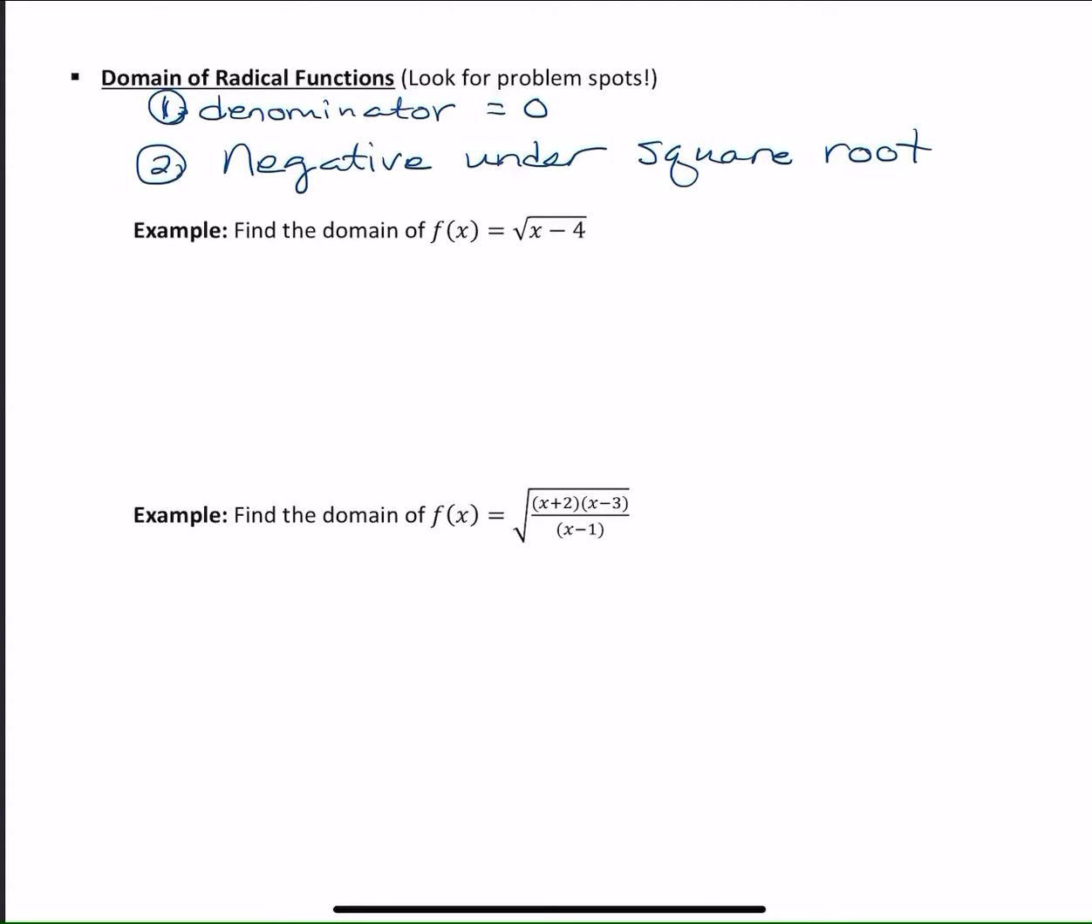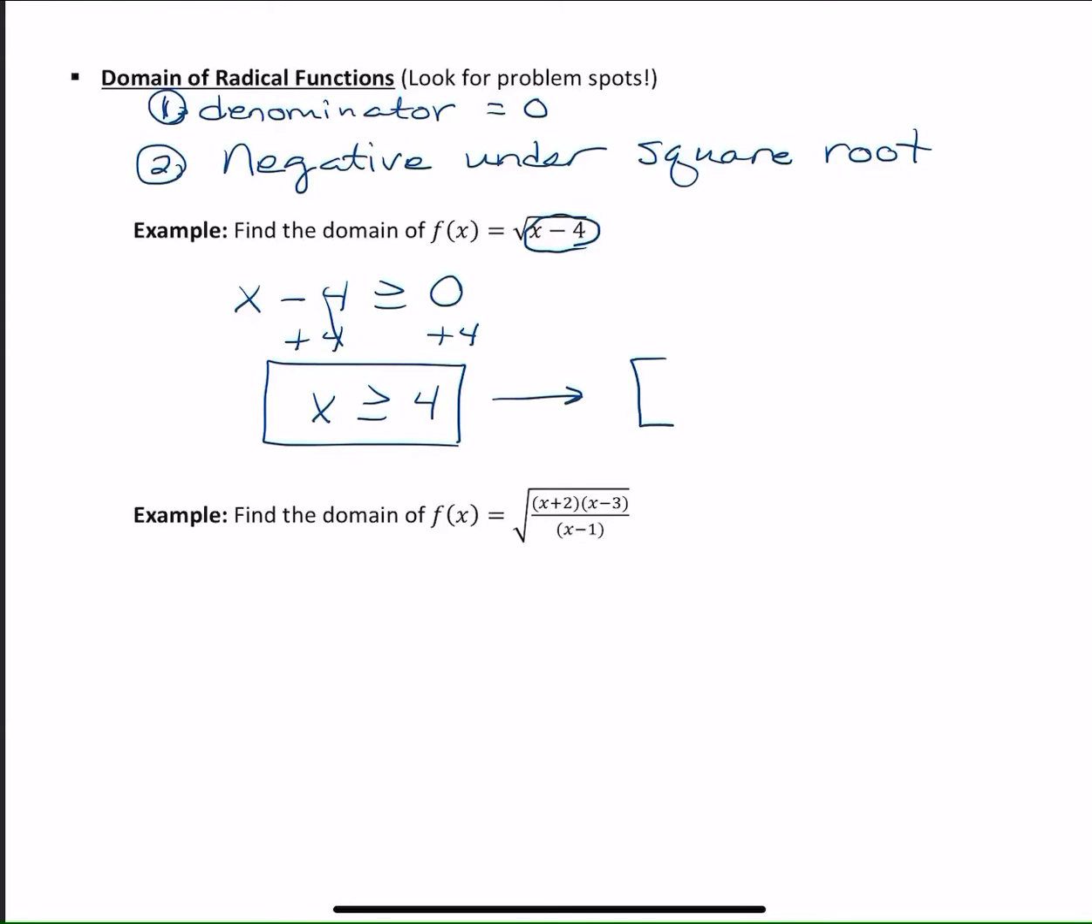So in this first example, we've got x minus 4 under the square root. It needs to be positive, so we're going to say it's greater than or equal to 0. And then you just solve that normally, and you end up with x is greater than or equal to 4. So your domain has to be greater than or equal to 4, or in interval notation, you're going to have a bracket on 4 because you can include 4, to infinity.